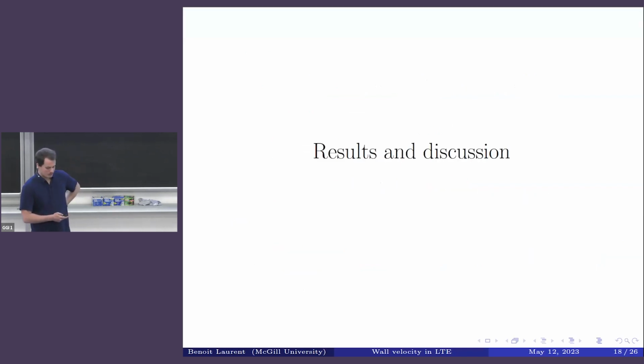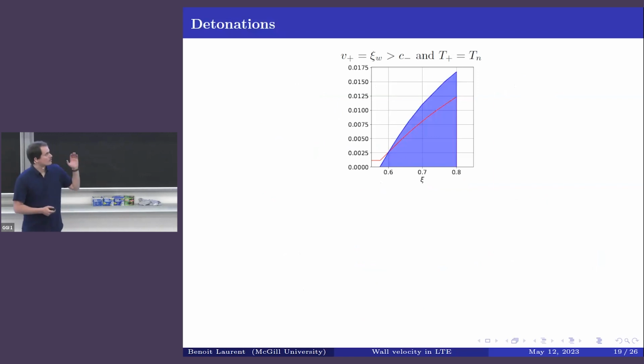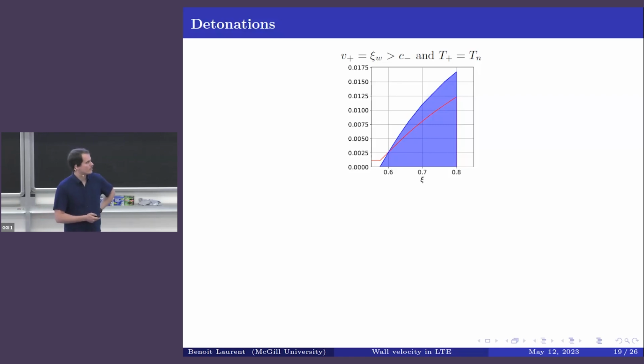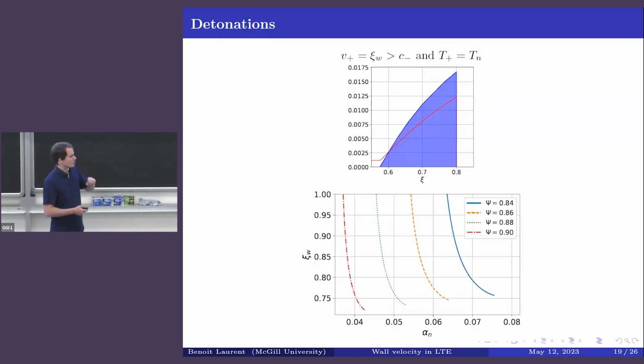So now I will look at some results that I got with this approximation. First, let's talk about detonation solutions. We will see that they are a bit particular. Just a reminder that these are supersonic solutions with a rarefaction wave propagating behind the wall. And if we compute the wall velocity as a function of alpha, the strength of the phase transition, we see that we actually have a decreasing function of alpha.